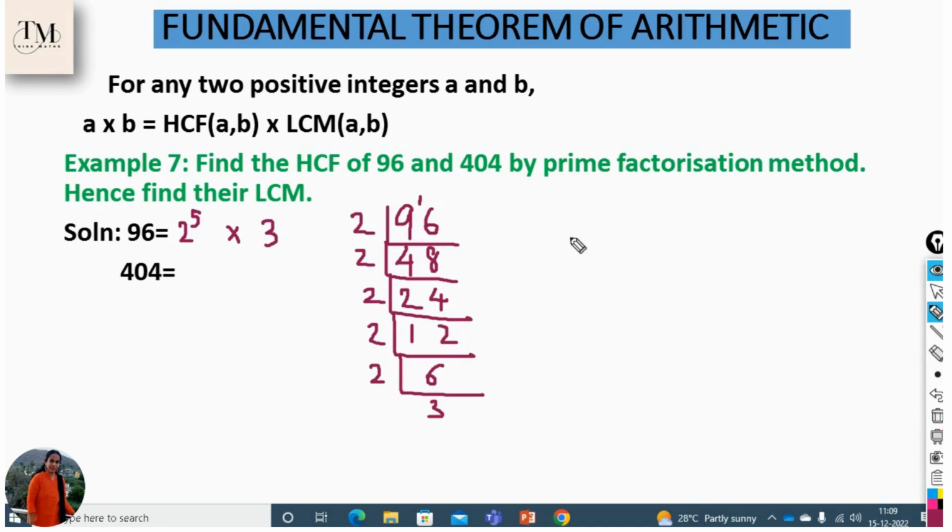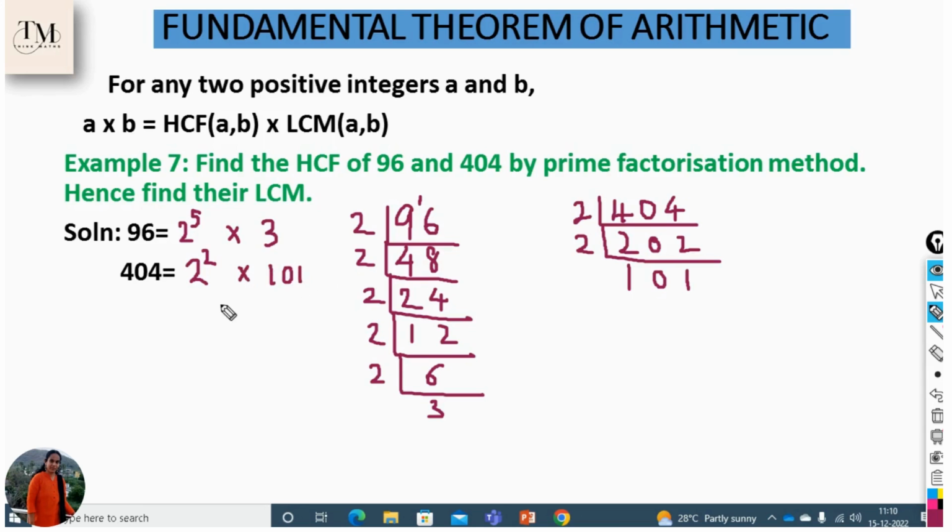So the next number is 404. This is also even. So I take the least prime 2, 2, 0, 2. Again I take 2, 1, 0, 1. So 101 is a prime number. You can check and see whether it is divisible by any other number or not. So here how many 2s are here? 2 twos. So I can write 2 power 2 into 101.